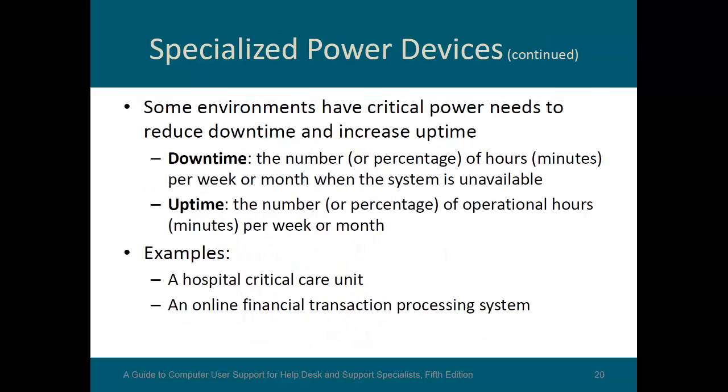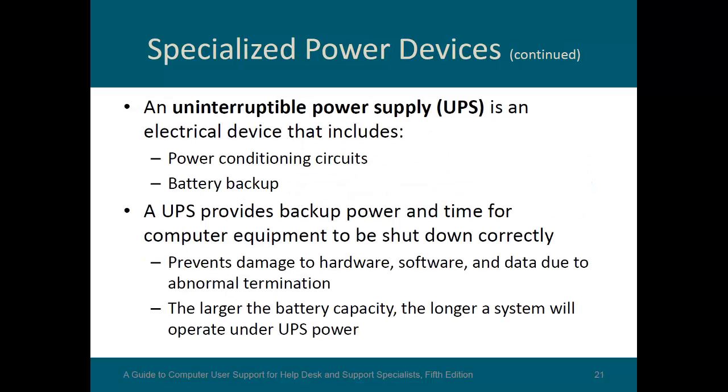Some environments have critical power needs to reduce downtime and increase uptime. Downtime is the number or percentage of hours or minutes per week or month when the system is unavailable. That means lost productivity. Uptime is how long it's up. Examples would be a hospital critical care unit or an online financial transaction processing system. A UPS is an electrical device that includes power conditioning circuits, already built in, and a battery backup in case there is a loss of power. A UPS provides backup power in time for computer equipment to be shut down correctly. You can install the software that comes with the UPS to automatically sense and shut down a server that has lost power.